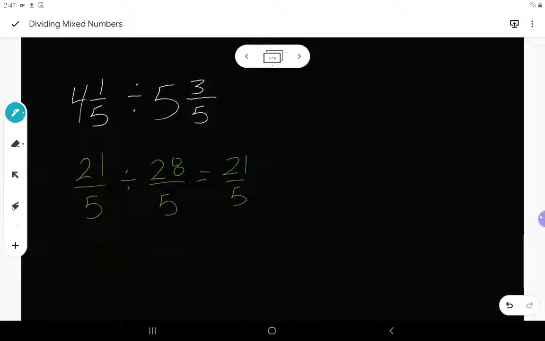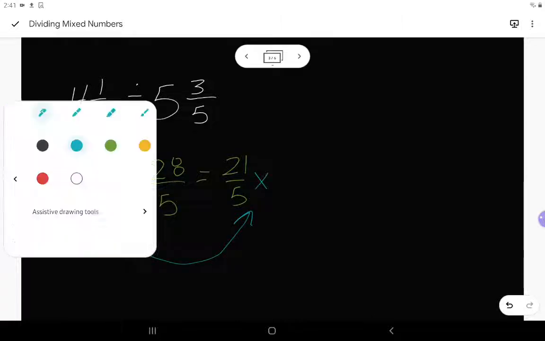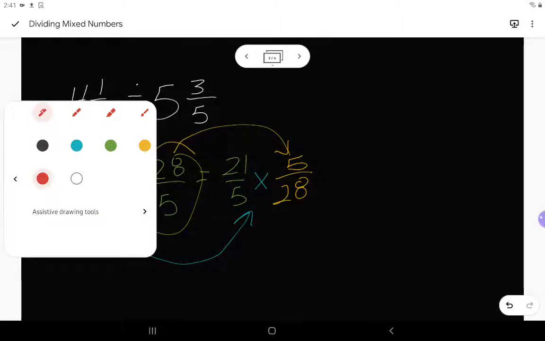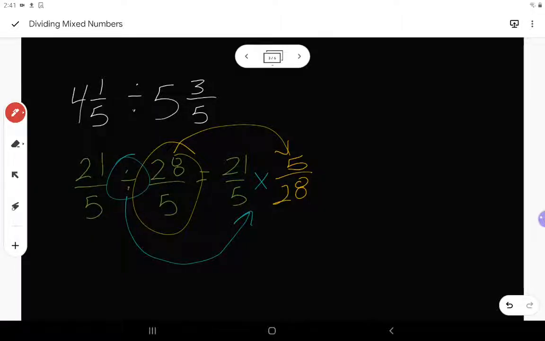instead of dividing, I would like to multiply. So I'm going to multiply instead of divide. And what I'm going to do is I'm going to take my second fraction and flip it upside down and take its reciprocal. Okay? So now I have 21 over 5 times 5 over 28.